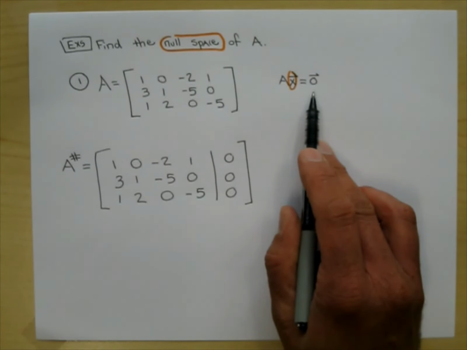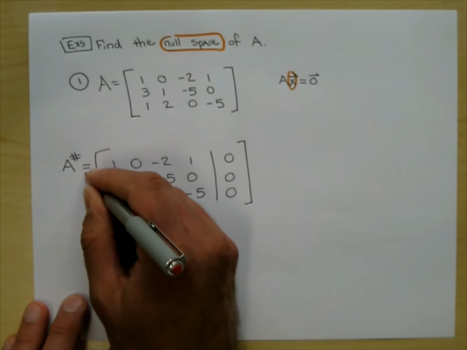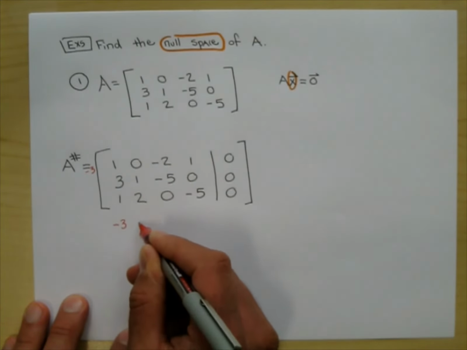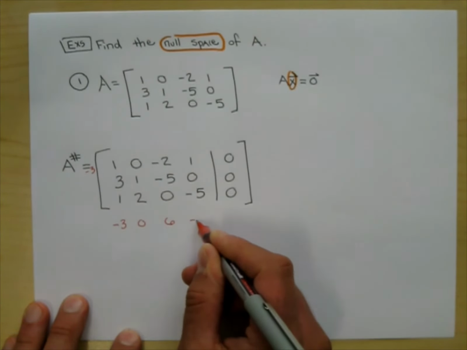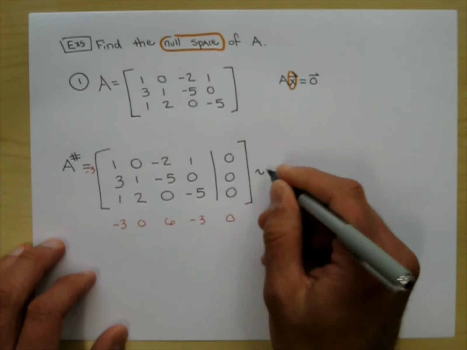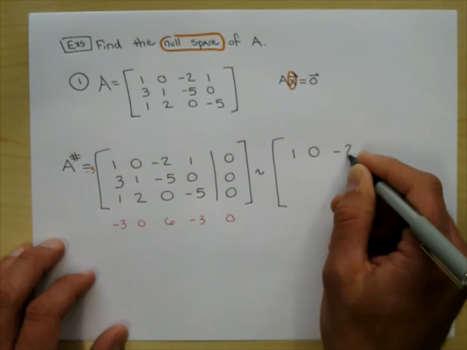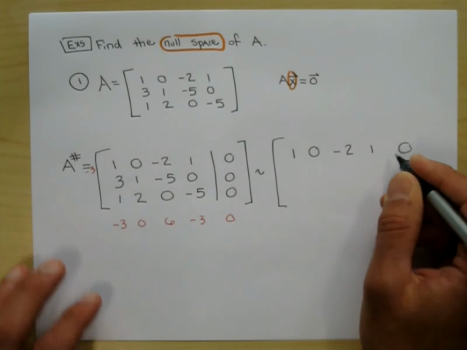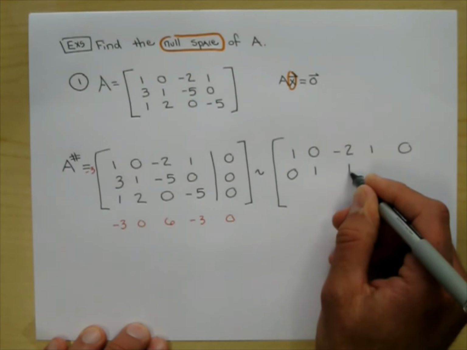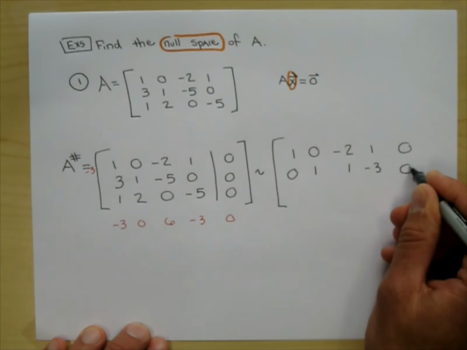So why don't we go ahead and do some row operations? It's been a while. I'm going to multiply the first row by -3 and add it to the second row. So -3, 0, 6, -3, 0. So what do I have here when I do that? The first row stays the same. The second row becomes 0, 1, 1, -3, and 0.